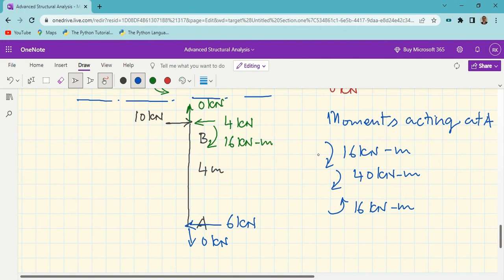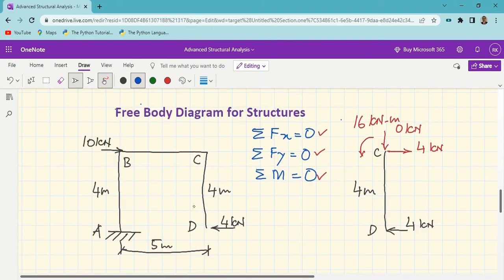So I can say 16 clockwise and 16 anti-clockwise will cancel each other, and then there is a net acting moment of 40 kilonewton meter clockwise at A. To counterbalance it, A must have a reaction of 40 kilonewton meter anti-clockwise at A. So this is the complete free body diagram of AB, BC and CD.